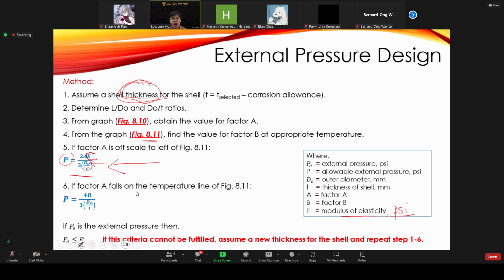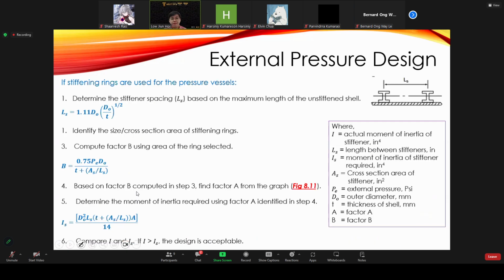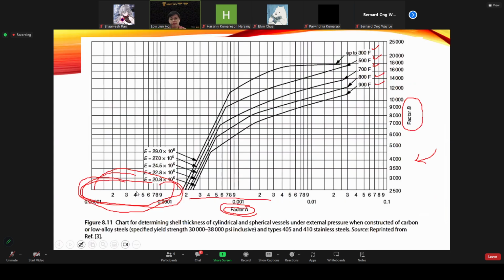But if the factor A falls on the right hand side of the graph 8.11, that means somewhere here, and when you draw out the line from the A value, you can touch the curve here. Of course, you also need to decide what is the operating temperature that you are going to use. If you are going to use the temperature here, then you touch the curve here, then you draw a horizontal line in order to get the factor B from the right hand side of the figure.